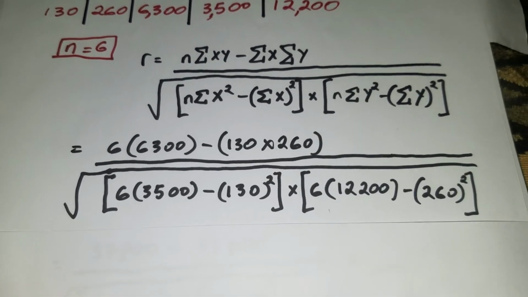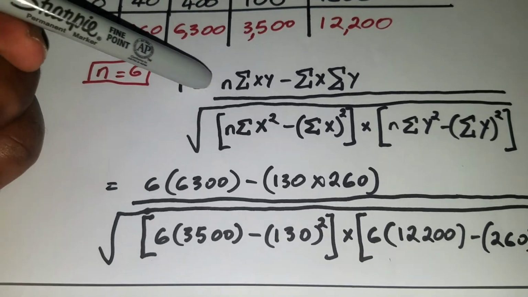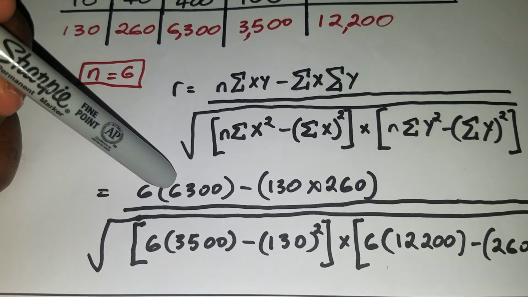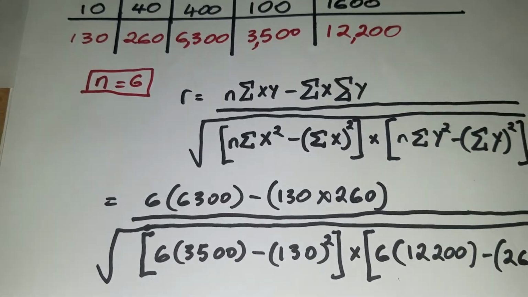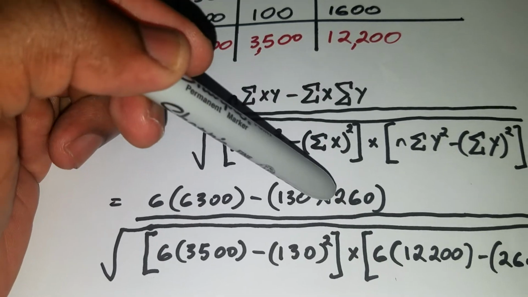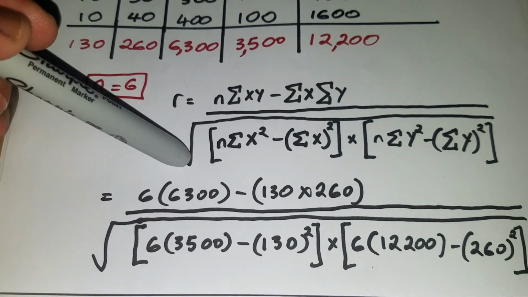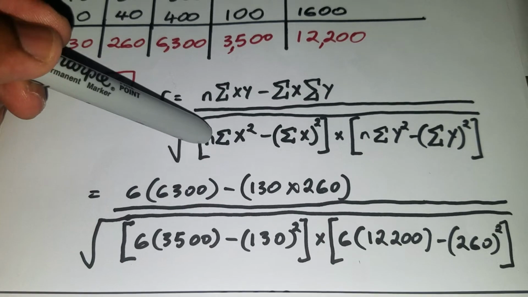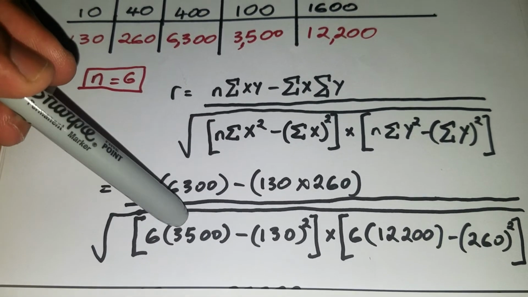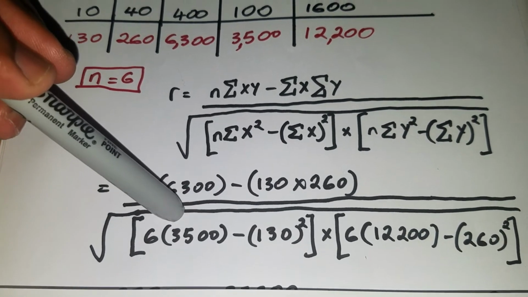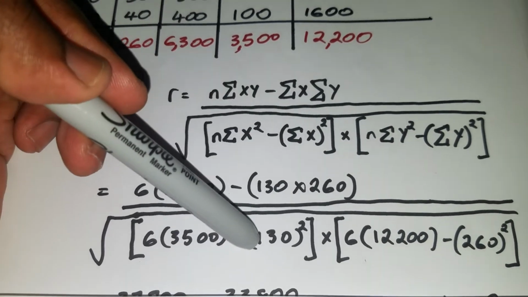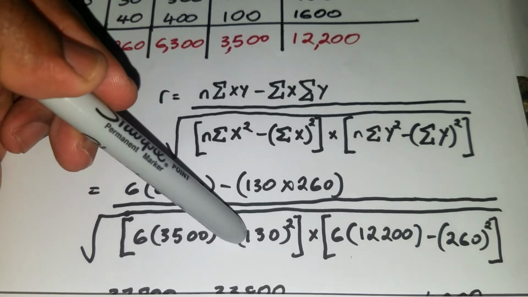Now what we will need to do is take N, which is 6, multiplied by the sum of XY. The sum of XY is 6,300. And then we have minus the sum of X, which is 130, multiplied by the sum of Y, which is 260. And then the square root, open bracket, N multiplied by the sum of X squared. So N is 6, multiplied by the sum of X squared, which is 3,500, minus the sum of X all squared. The sum of X is 130, and then we square all of that.